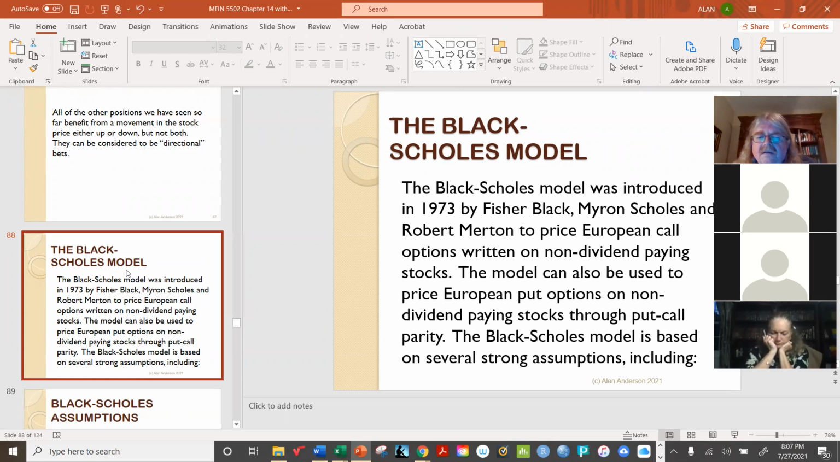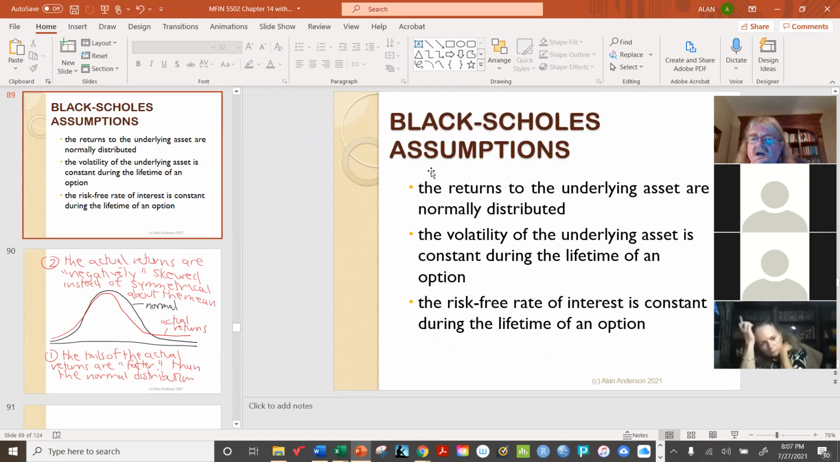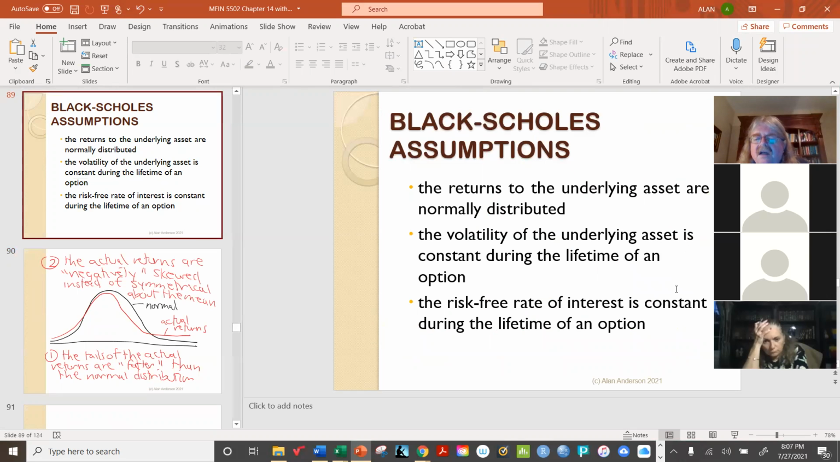Eventually, the Nobel Prize was awarded for this model. By that time, Fisher Black had died, so this award was split between Myron Scholes and Robert Merton. The Nobel Committee felt that this was such an important development that they were given the Nobel Prize. They were right, because a lot of option pricing models, a lot of derivatives models are based on their framework. They're assuming a lot in this model. The returns of the underlying asset follow the normal distribution, which is this bell-shaped curve here, the black one. The volatility of the asset is constant during the lifetime of the option. The risk-free rate, which is a treasury bill yield, is a constant throughout the life of the option.